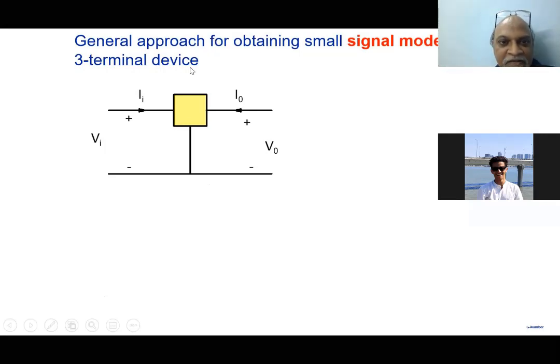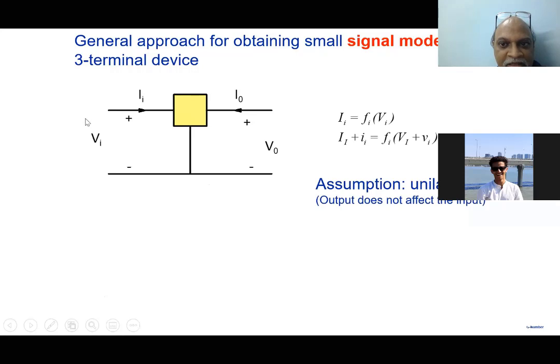So in general, suppose we have a 3-terminal device. If we have a 3-terminal device like this here, we have seen a 2-port device, a 3-terminal device here. And what we want to show you is what would be the incremental or small signal model of such a device here.